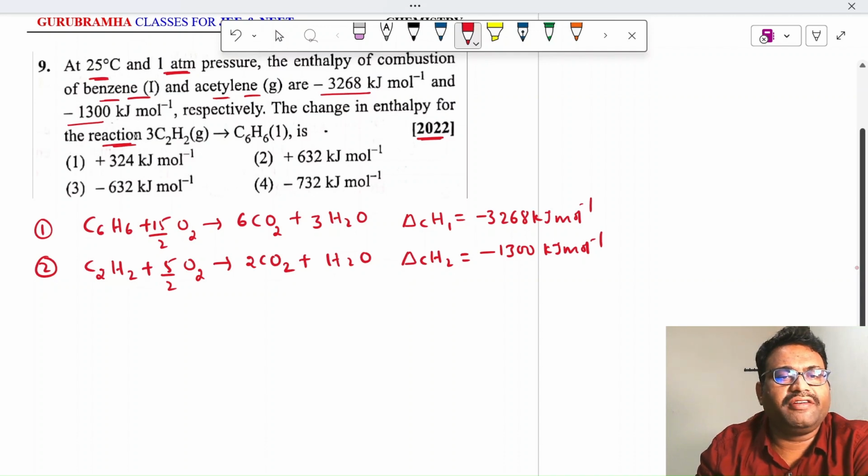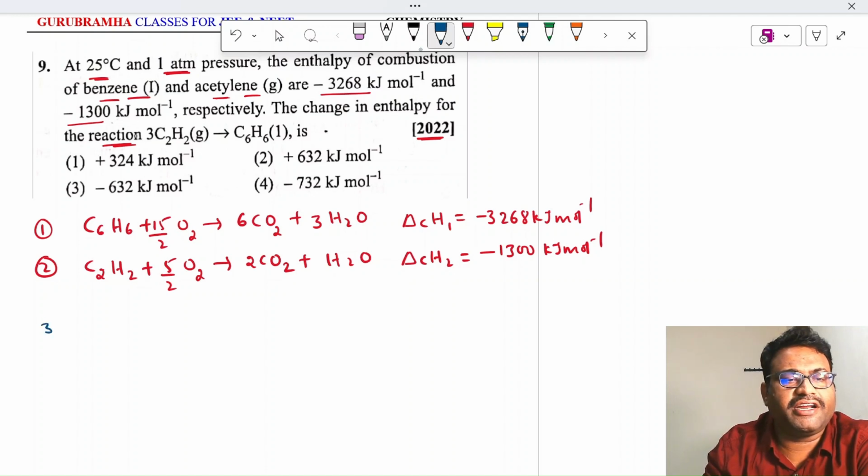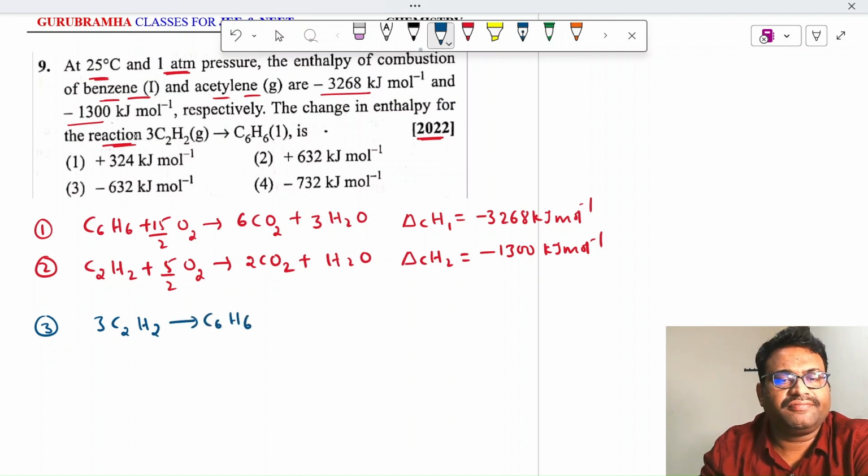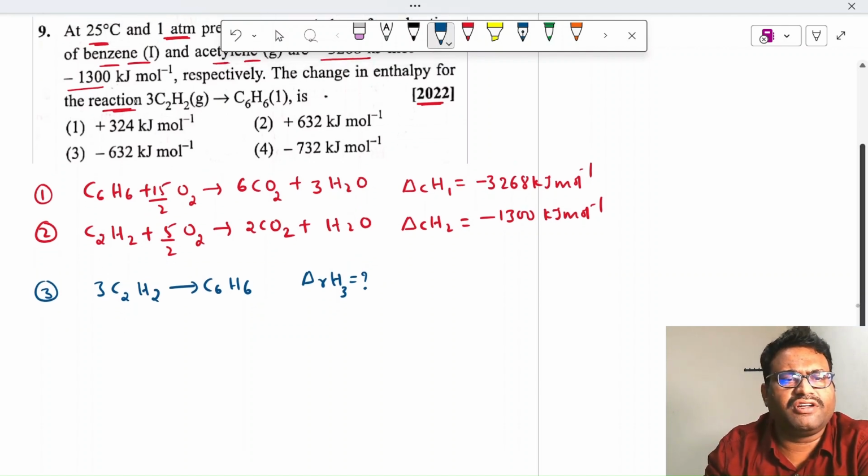So these two are given, and we are asked for the enthalpy of reaction. Let me take the required one as 3C2H2 gives C6H6. Enthalpy of reaction is asked. This is asked. Let me take it as 3. How can we solve it? We can solve, see, from these two equations, we want this equation. How can you get it?